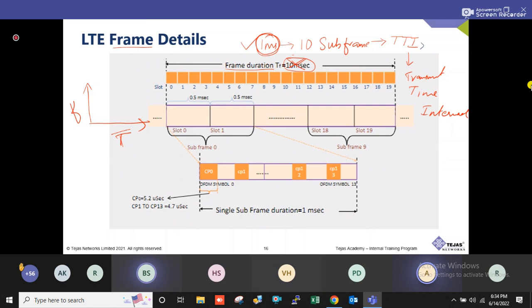Okay. Now this 1 millisecond is again divided into something called a slot, and each slot duration is 0.5 millisecond. That means in one subframe we have 2 slots. So totally in one frame we have 10 subframes, and each subframe has 2 slots. So totally we have 20 slots available in LTE. You can see here 20 slots.